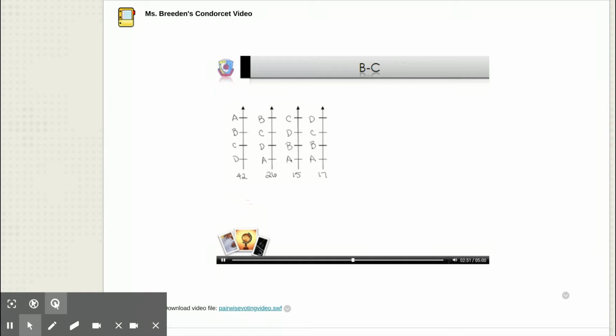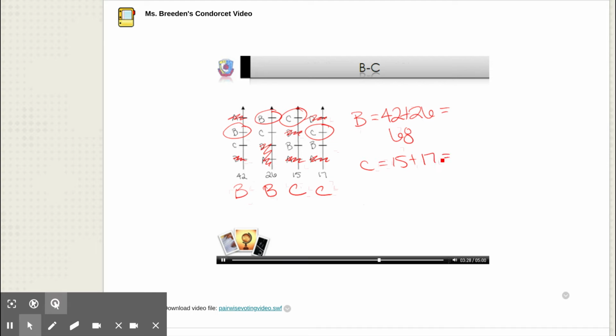Moving on from A, we're going to go to B versus C. In the first column, B is ranked higher. In the second column, B is ranked higher. In the third column, C is higher. And in the fourth column, C is higher. That means that B has 42 plus 26 votes, or 68. And C has 15 plus 17, or 32. So B is our winner.